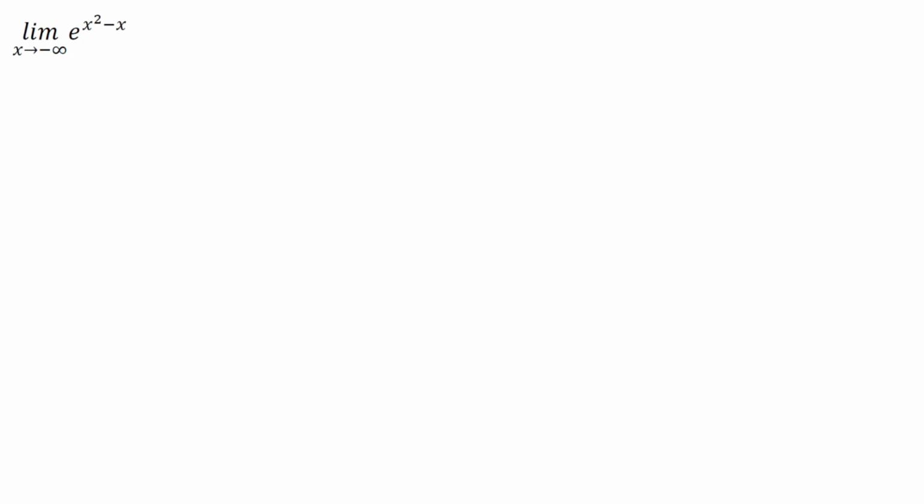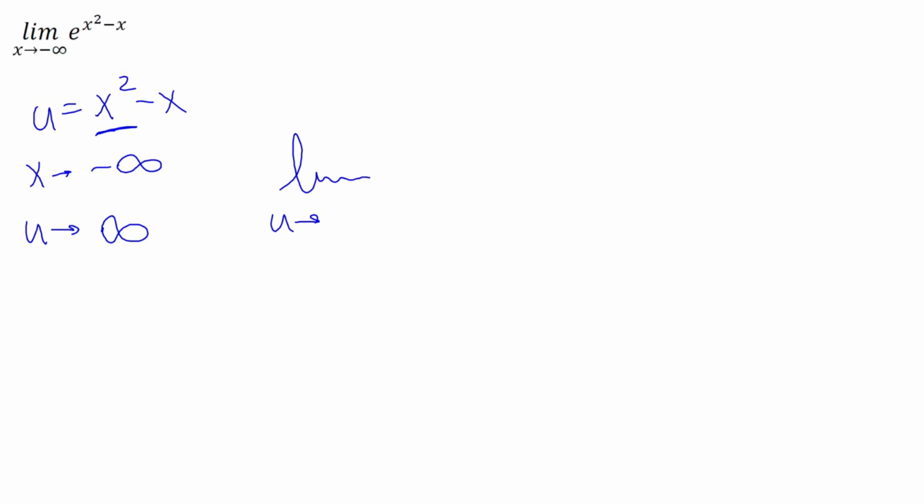For our next one here, we'll do the same thing. We'll let u equal x squared minus x. And as x goes to negative infinity, the x squared term dominates, and u approaches negative infinity squared, which is just infinity. So we could rewrite this as a limit as u approaches infinity of e to the u, which is, of course, e to the infinity, or just infinity.